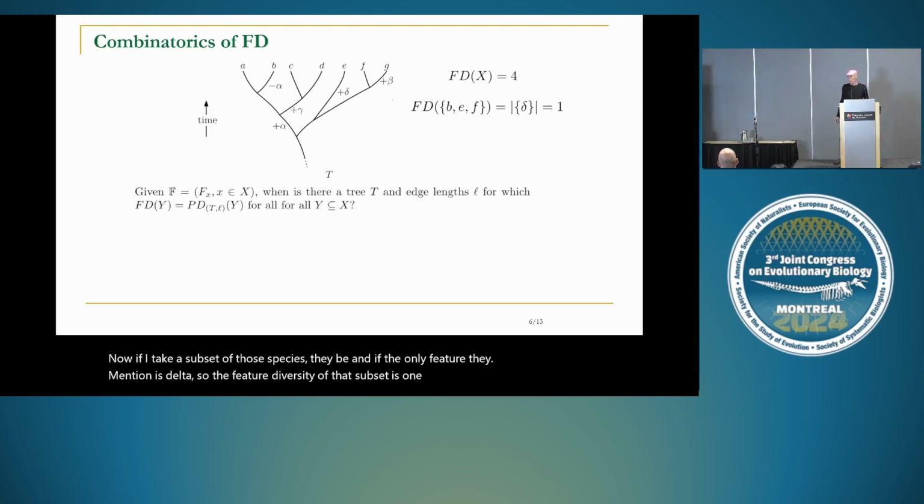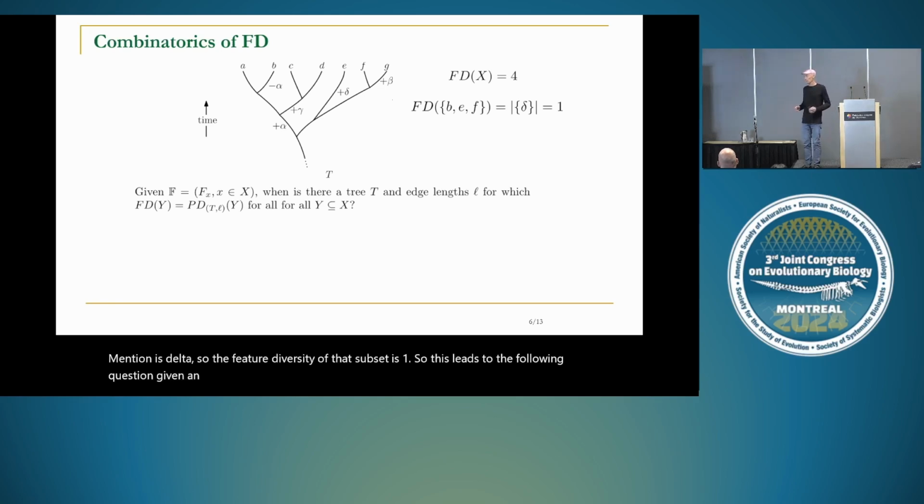So this leads to the following question. Given an assignment of features to a set of species, when is there a phylogenetic tree, and branch lengths that you can put on that tree, so that feature diversity exactly corresponds to phylogenetic diversity?